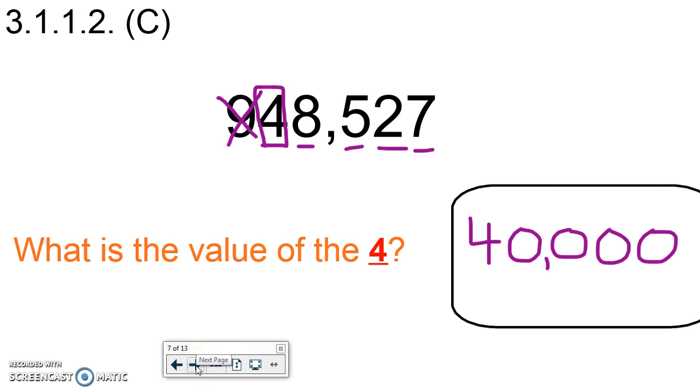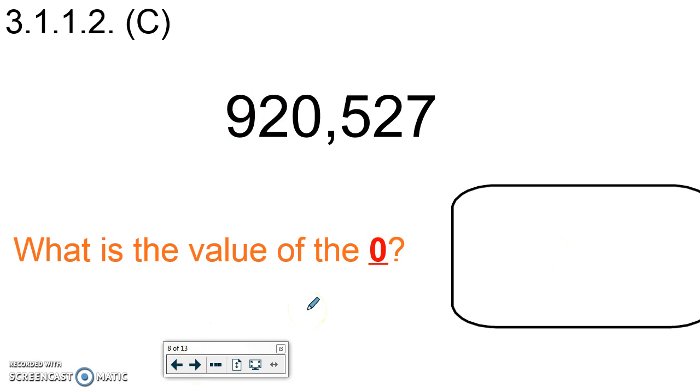All right, erase your board. We talked about the 0 earlier. What is the value of the 0? Well, the 0 is not in the ones, it's not in the tens, it's not in the hundreds, it's in the thousands. So thinking to yourself, if you had 0 thousand-dollar bills, how much would you have? Hopefully, like before, you remember that 0 of anything is 0. You don't have anything.